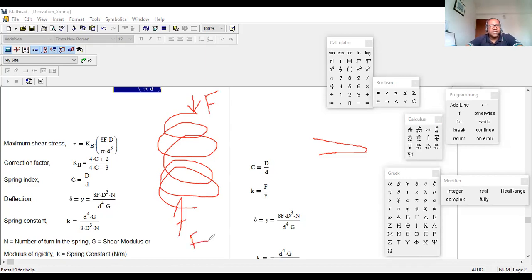Okay. And this spring, after you apply load F, then it squeezes a little bit. That means this mass portion equals. Right? So that is called deflection of the spring or deformation of the spring. Say deformation is Y. So also we need to know the value of Y. So value of Y or deflection equals 8F D^3 N by this value.